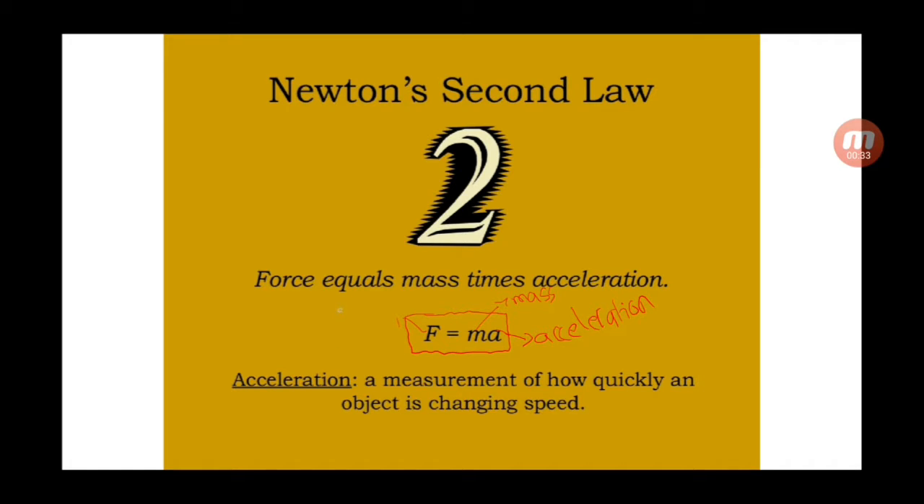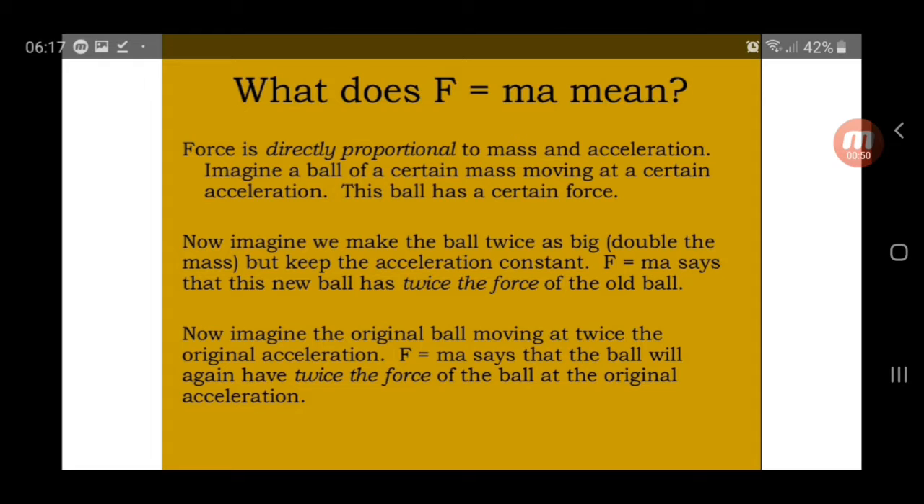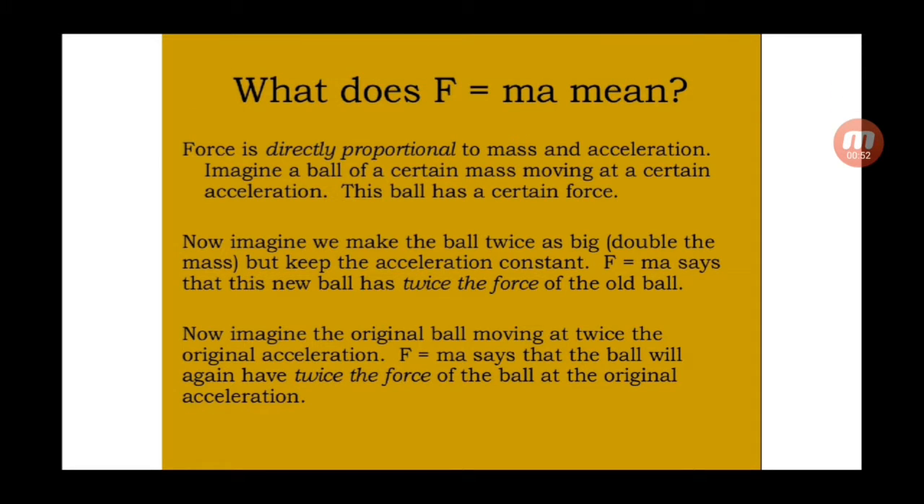F is the force. So the force, or the net force, is equal to the mass of the object times the acceleration of the object. Remember that acceleration is a measurement of how quickly an object is changing speed. What does F equals ma mean?